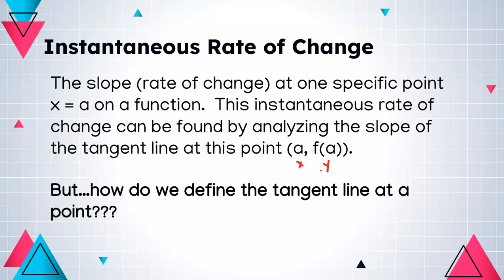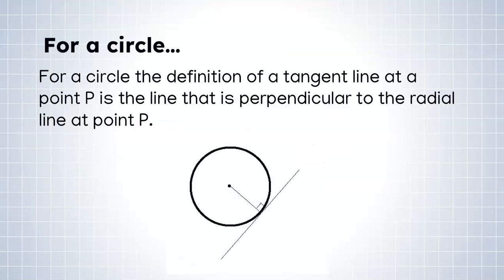But how do we define the tangent line at a point? Well, for a circle, the definition of a tangent line at a point P is the line that is perpendicular to the radial line at point P. So if we have a circle and we say, I'm tangent at this point P, that's because if I draw a radius perpendicular to that line, we create the tangent line. It touches the circle one time.